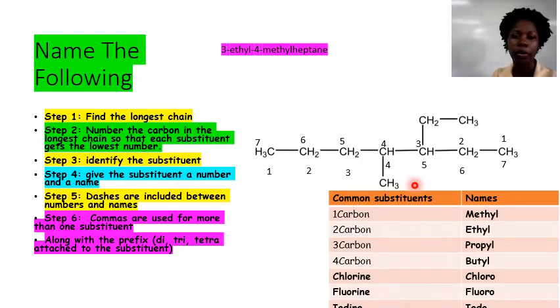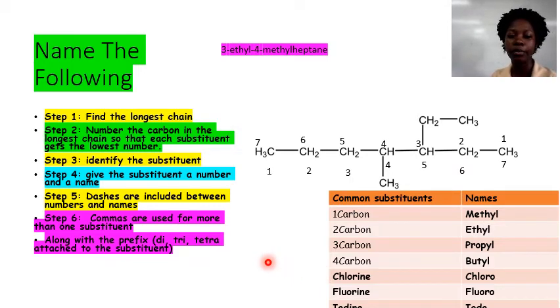Okay, so our substituents, we had two substituents. You have one ethyl, one methyl. Which one do you decide to put first? Normally, when you have two different substituents, you put them in alphabetical order. So this is why we have ethyl first and then we have methyl.